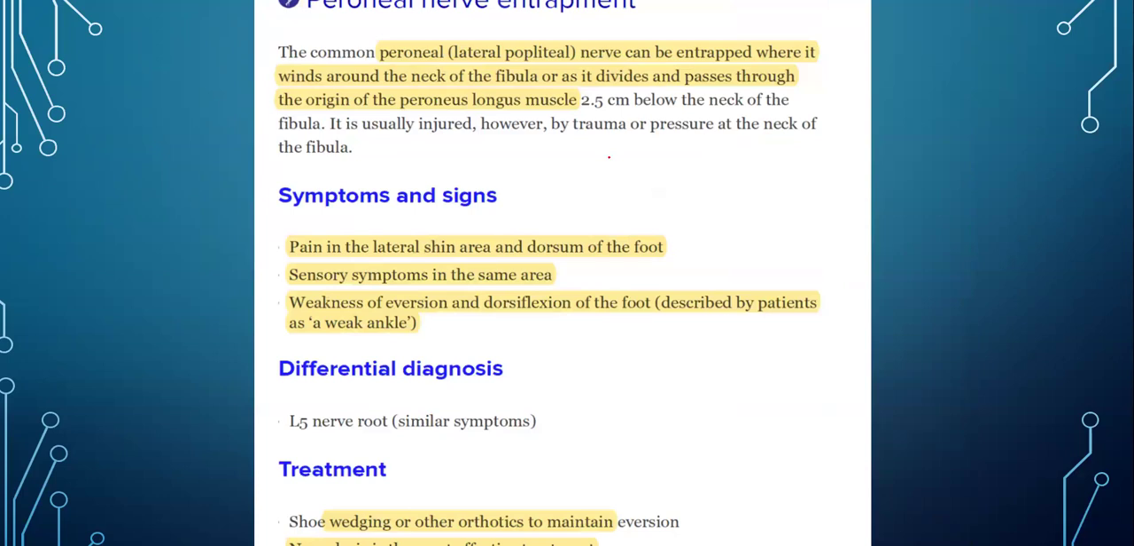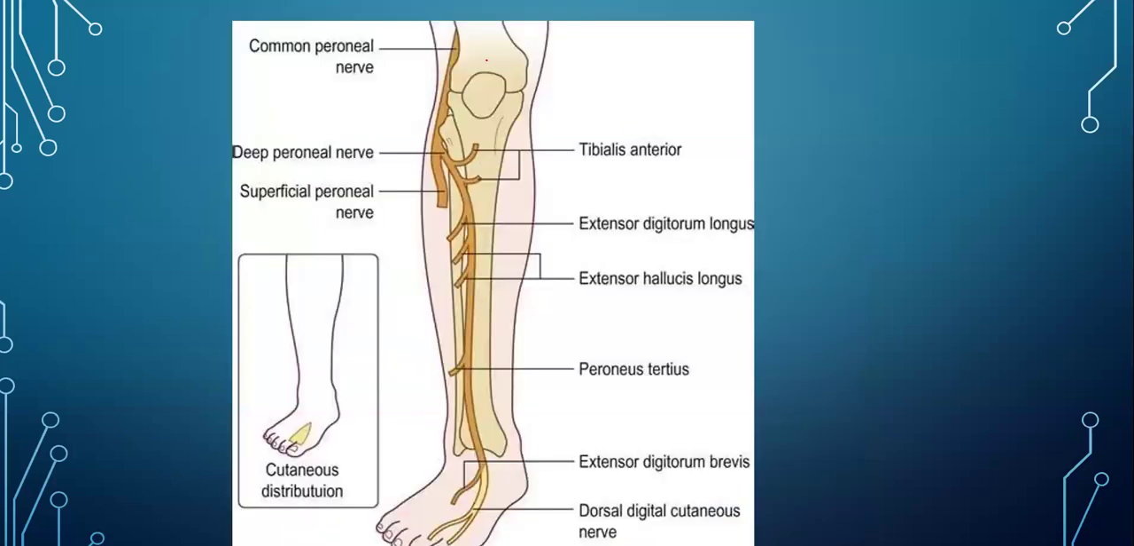Next, very important for the exam is common peroneal nerve entrapment. The common peroneal nerve can be entrapped where it comes forward to supply the anterior portion of your leg, which is around the neck of the fibula. So let's have a look.